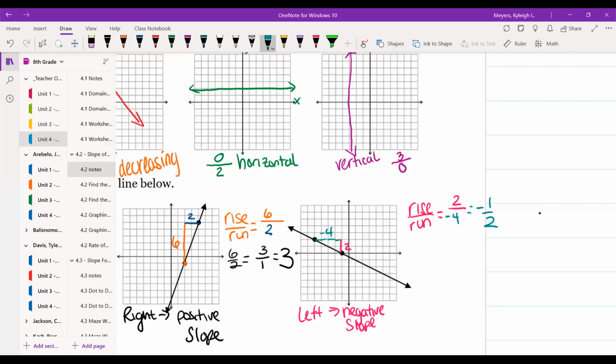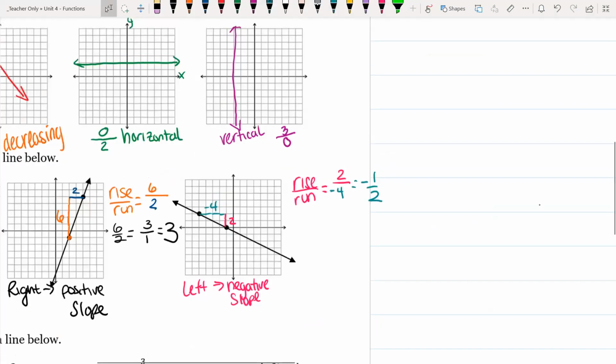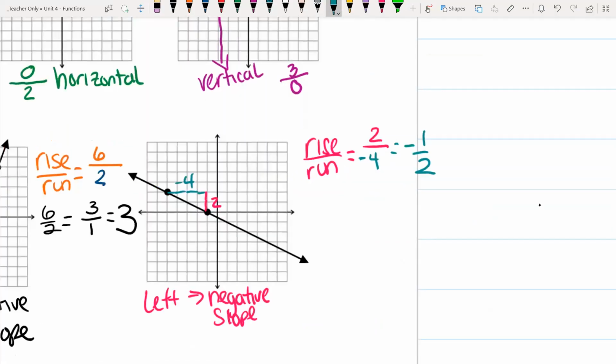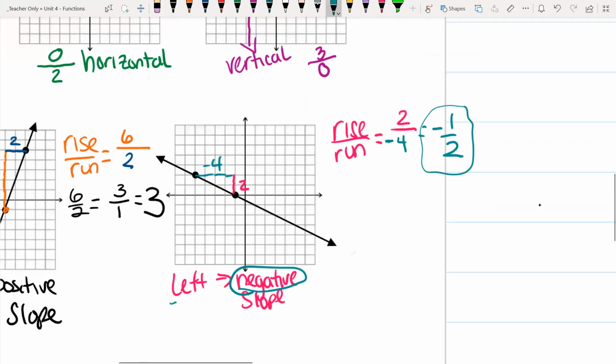All right, so hopefully you were able to find the rise over run, and we rose 2, but then we went to the left. Since we went to the left, it's a negative slope, so that's why this is a negative 4 here. And then you have to simplify your slope always, so then we get a negative 1/2. All right, let's keep on going.